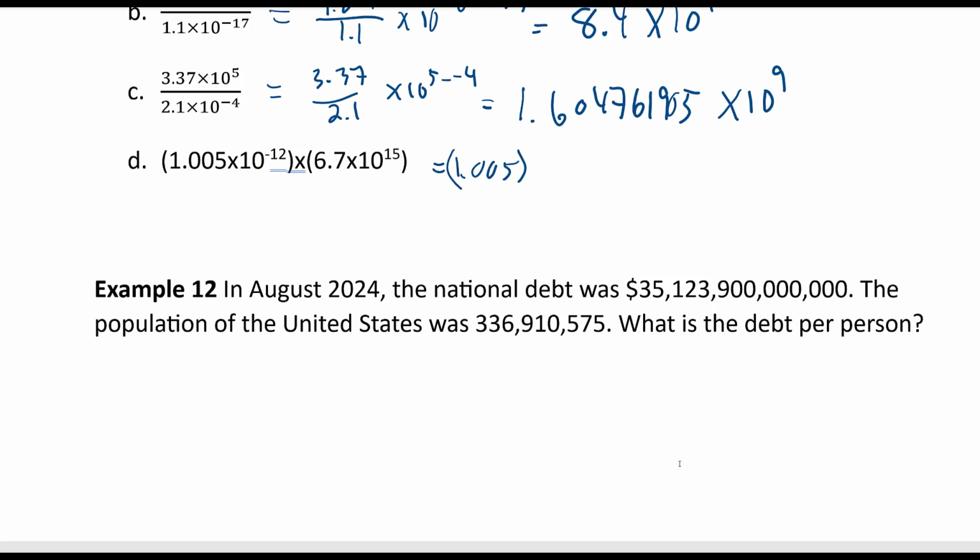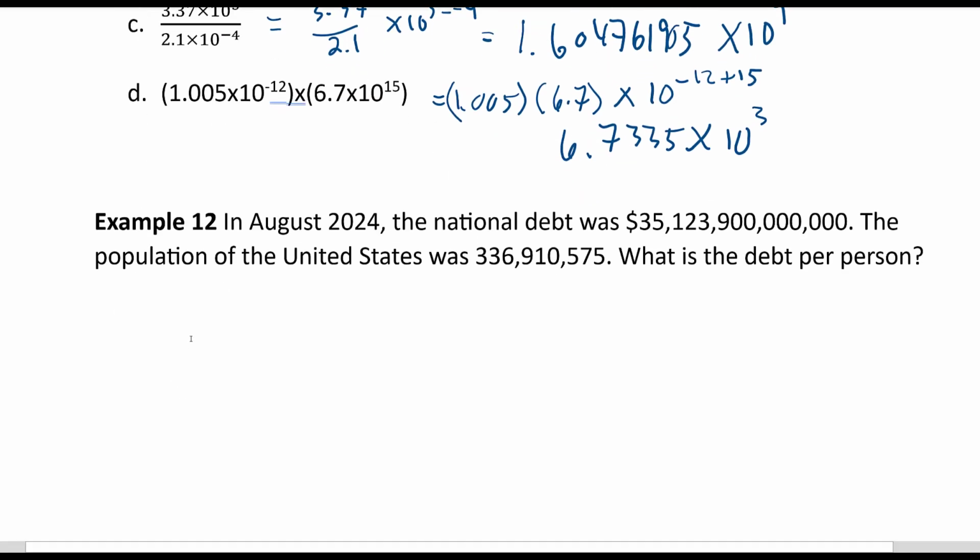Okay, now we have 1.005 times 6.7 times 10 to the negative 12 plus 15. So 1.005 times 6.7 is 6.7335 times 10 to the, we have negative 12 plus 15 is 3. And I want to clean that up a little bit. Okay, much better. I think this is the last example from this section.